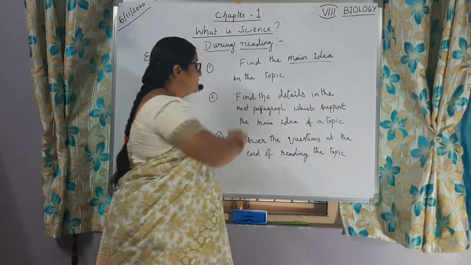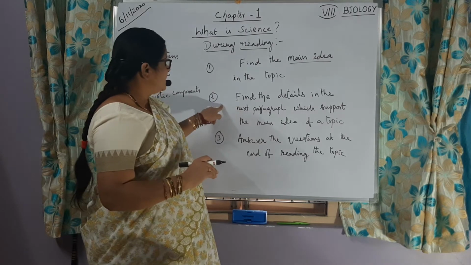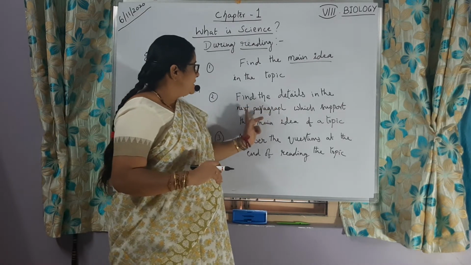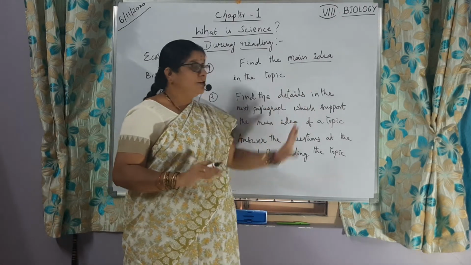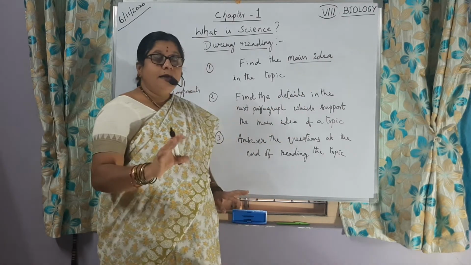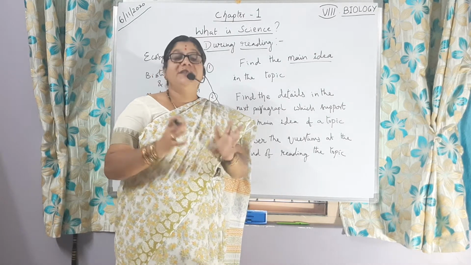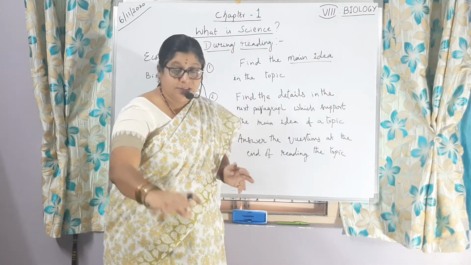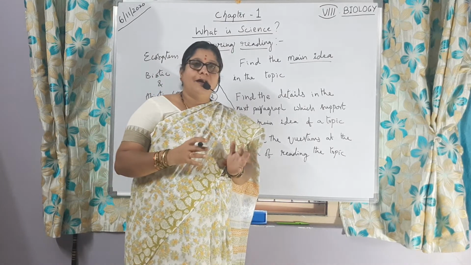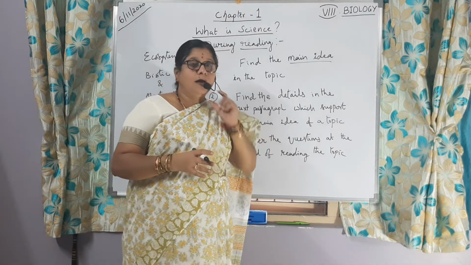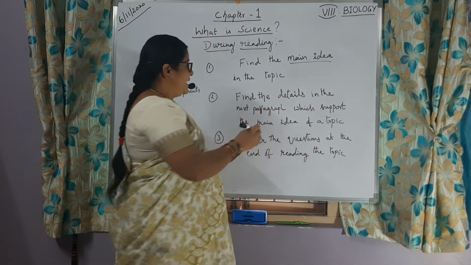Then the next step: find the details in the next paragraph which support the main idea of the topic. Here it is going to make you understand about the ecosystem and environment. Is it clear to you? This table is going to make you understand about environment. In that environment, you are going to learn about ecosystems. Is it clear to you, children? So we have to get the details.